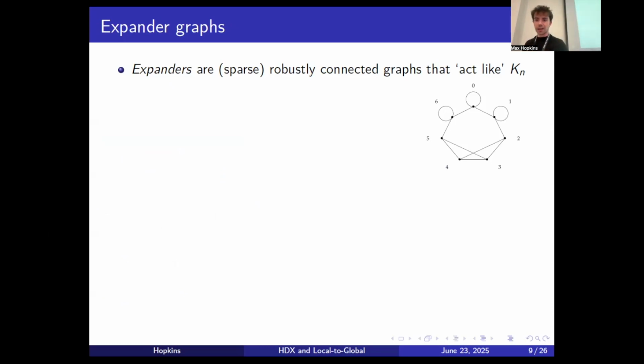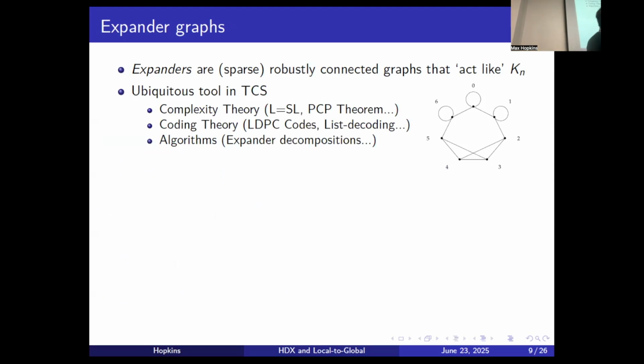They are ubiquitous tools throughout theoretical computer science. It's hard to find an area where they have not had some sort of seminal or breakthrough application. I've listed a couple here in complexity, encoding, and algorithms. I could go on, networks, et cetera. They're incredibly powerful and flexible objects.